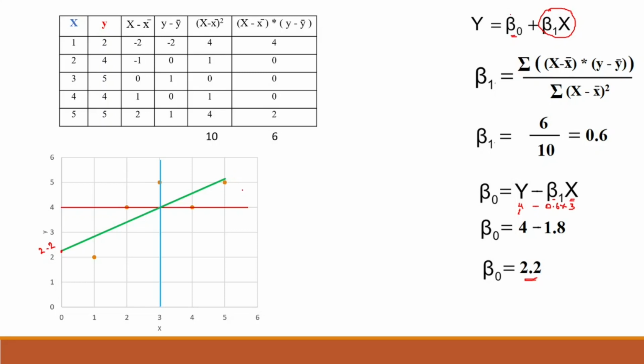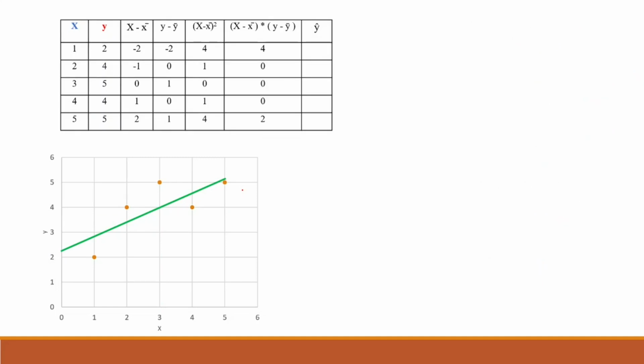Okay, now we have to predict the y value, which is represented by this symbol y hat.